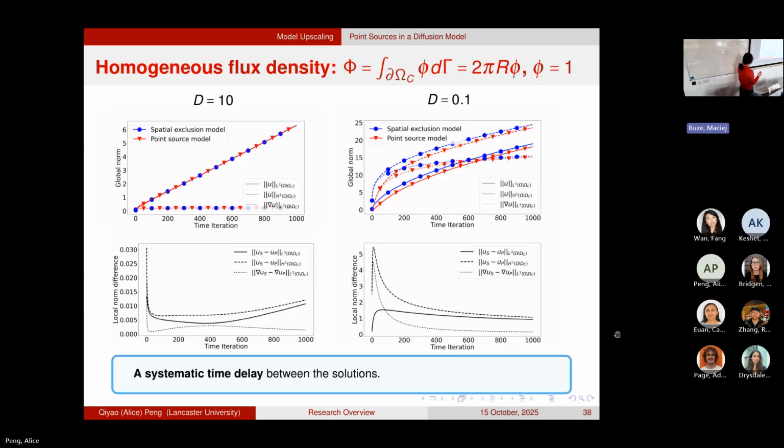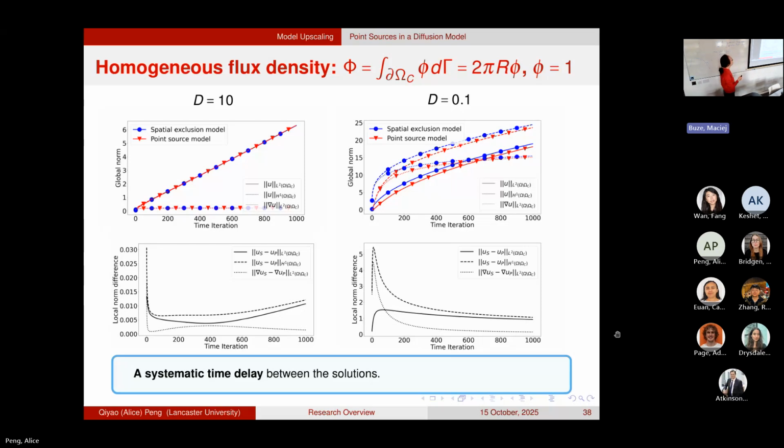When I look at this part, I was like, okay, they look quite parallel to each other, which means if I shift my red curve a little bit to the left, there's a chance that those two curves are going to overlap nicely, as here. To translate into mathematical language, it means we can give an extra initial condition for the point source model to compensate for this discrepancy.